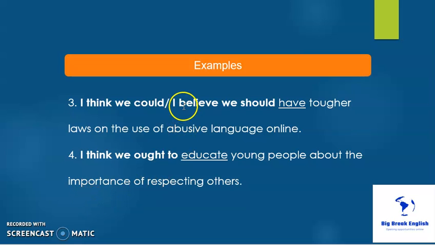I think we could, or I believe we should have tougher laws on the use of abusive language online. Okay, so have is the base form here. And the fourth example, I think we ought to educate young people about the importance of respecting others. Okay, so the base form is educate.